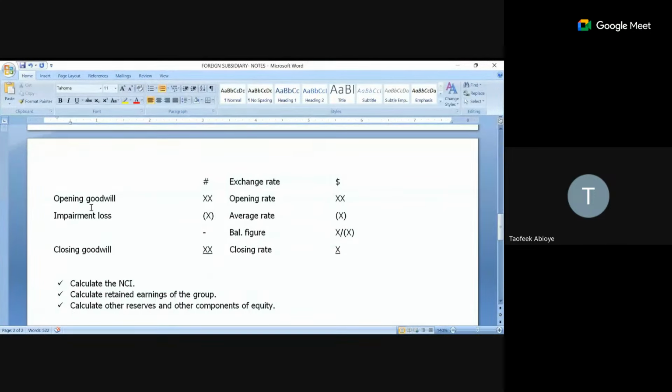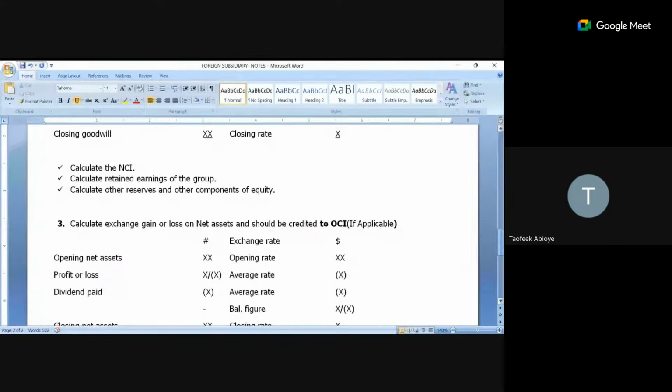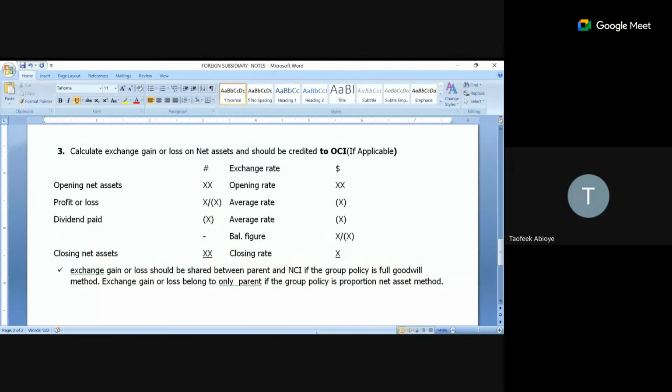Our opening goodwill will be translated using the opening rate. We less our impairment. Our impairment must be at average rate, then closing rate. Then we have a balancing figure. So this balancing figure is the exchange difference. It can be a gain or loss. Don't worry, when we solve the question, I will talk more on it so that it is not like we are just talking.